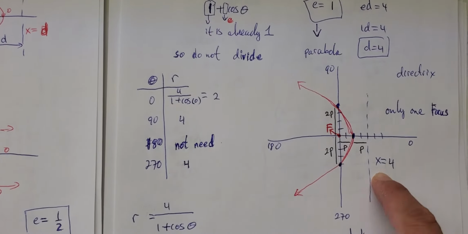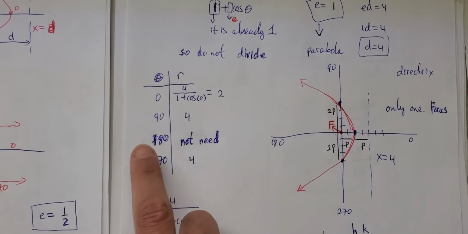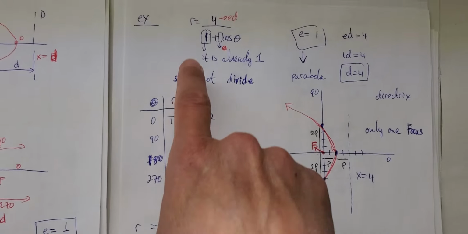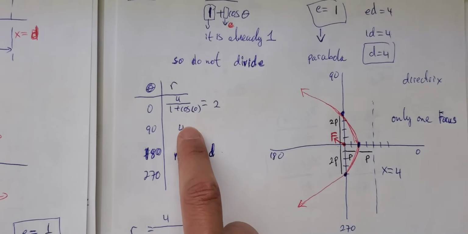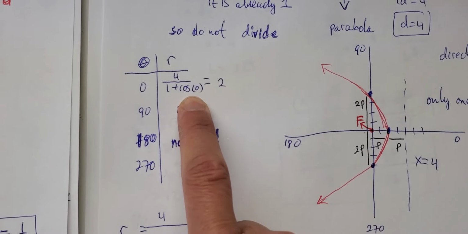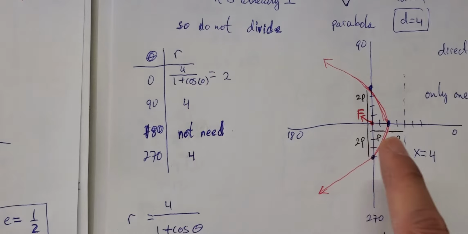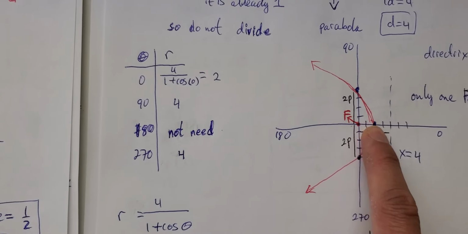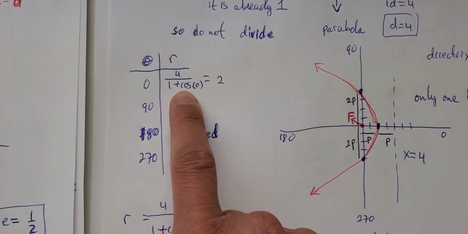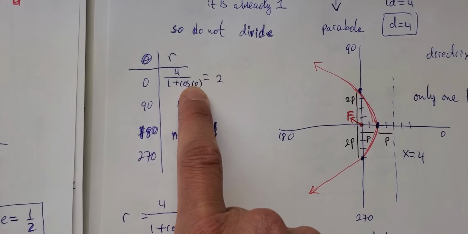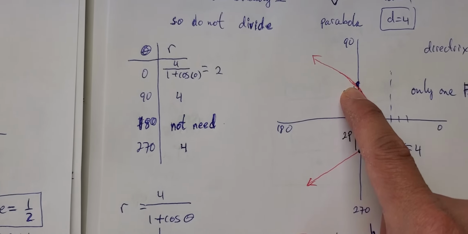So let's get these 4 points. Again, always use 0, 90, 180, 270. Go back to the original equation, put 0 in for theta. Cos 0 is 1. 1 plus 1 is 2. 4 divided by 2 gives me 2. So that's our first point right here. Put 90 in. Cos 90 is 0. 1 plus 0 is 1. 4 divided by 1 is 4, which is here, my second point.